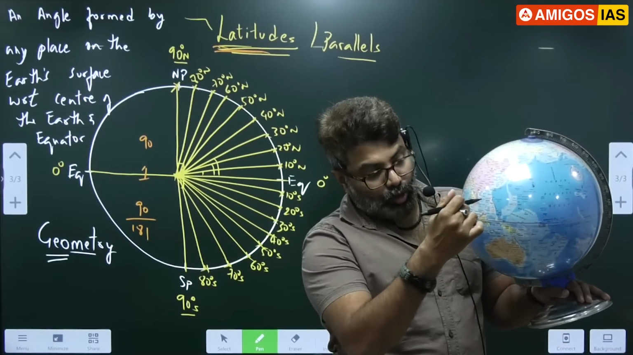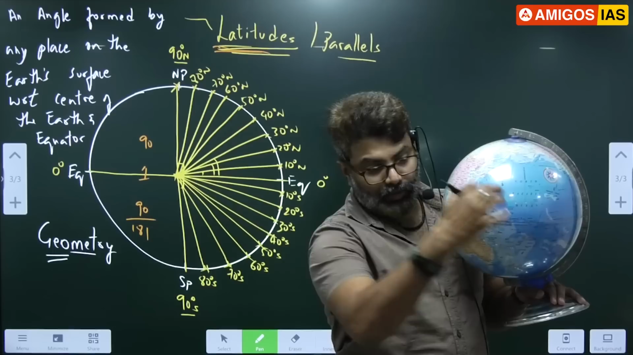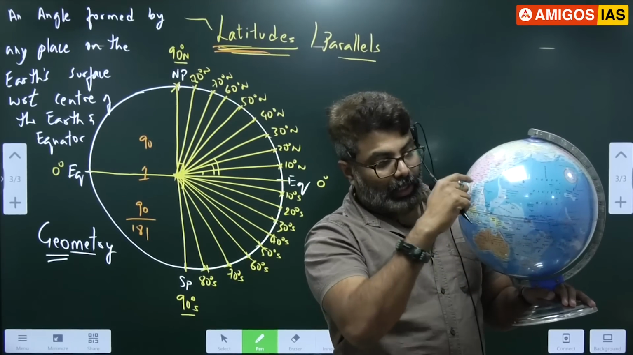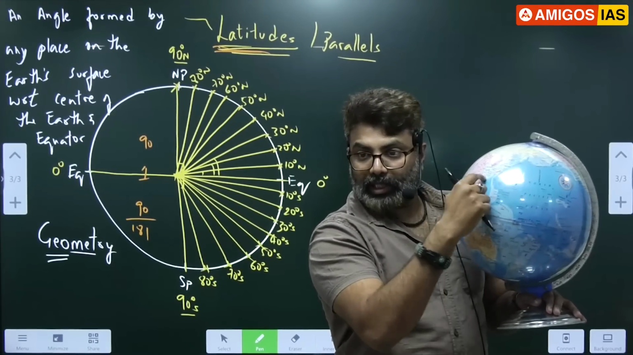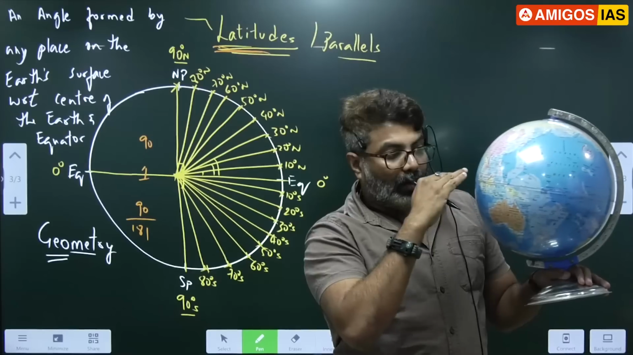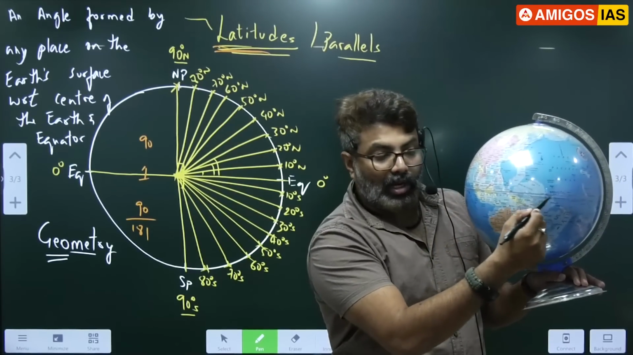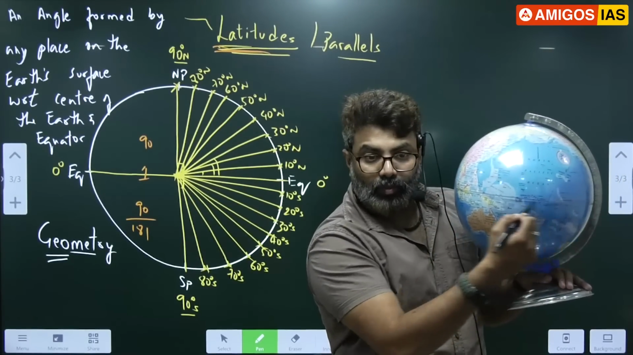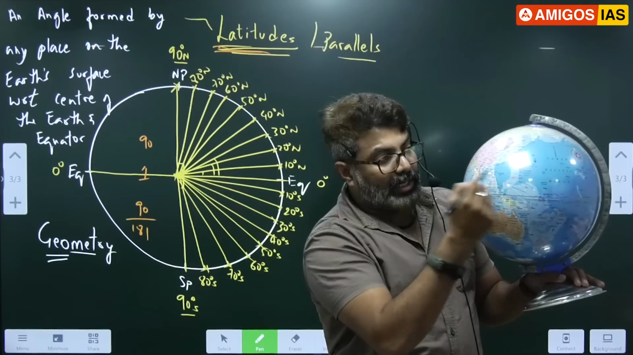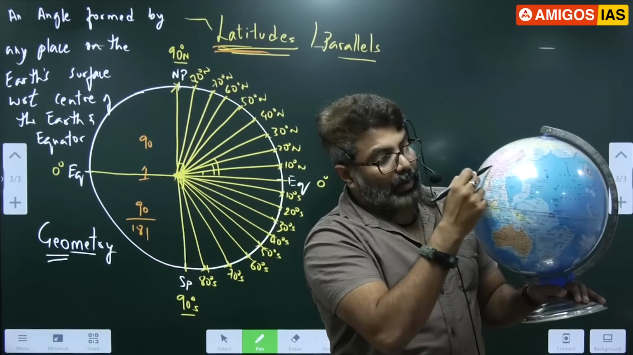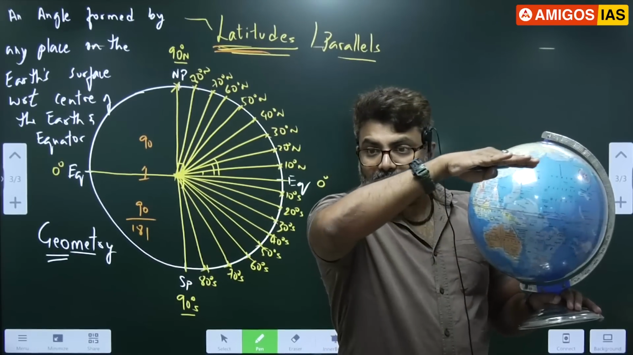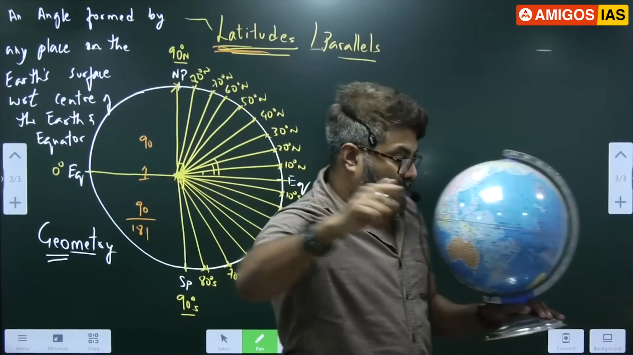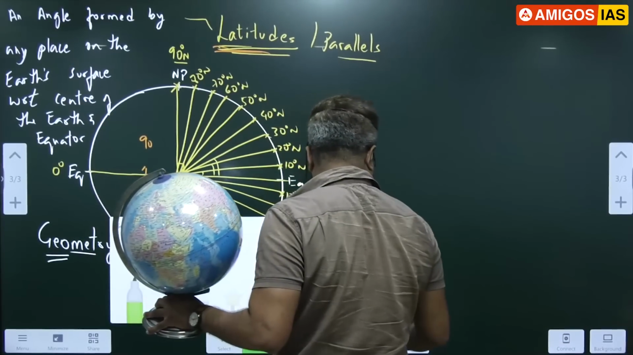So 10 degree will be so many points, 10, 10, 10, 10 degree, which forms 10 degree with the center and the equator. Then 20, 20, 20, 20, 30, 30, 30, and so on. If I connect all of them with the same angle, all the 0 degree I'll connect, 10, 10, 10 degree I'll connect, 20, 20, 20 I'll connect. Lines of same latitude.